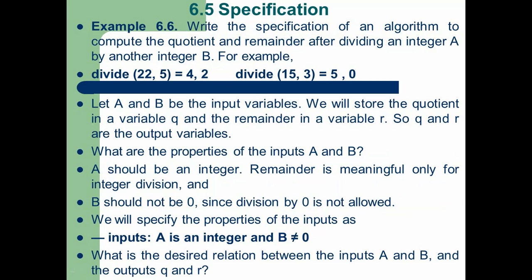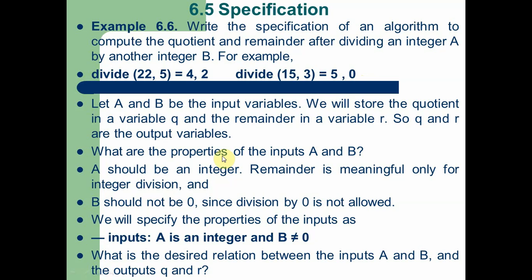Now we are going to discuss a specification with an example. Here we are going to create a specification for dividing two numbers. As an example, you can see 22 is divided by 4 and 15 is divided by 3. When we divide any two numbers, we will get two outputs: one is the quotient, the other is the remainder. When 22 is divided by 5, we get the quotient 4 and the remainder 2. When we divide 15 by 3, we get the quotient 5 and the remainder 0.